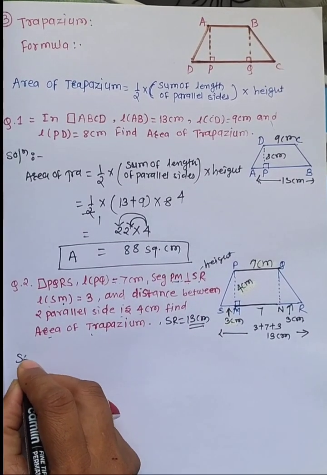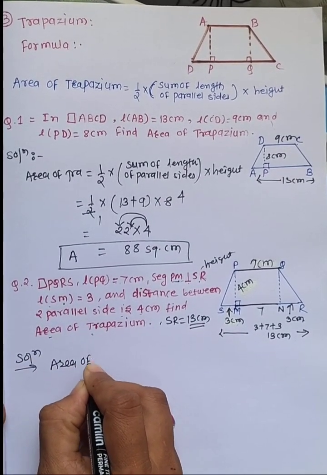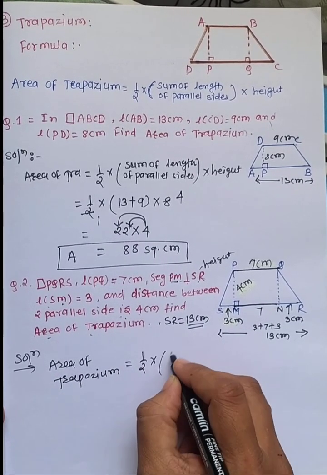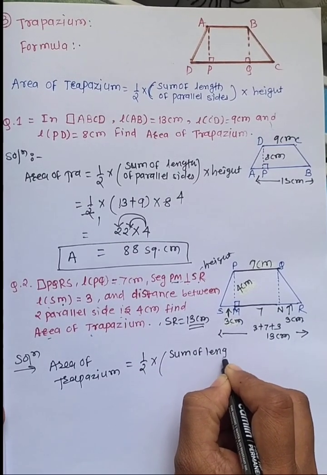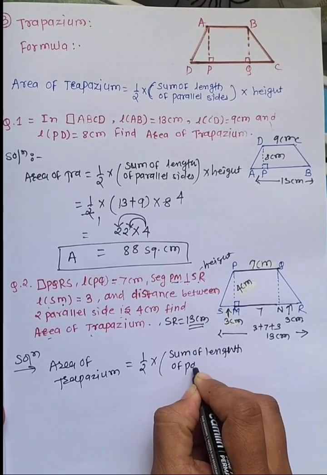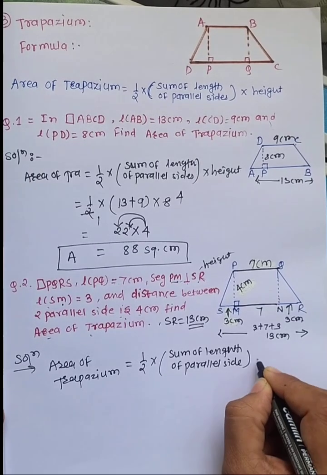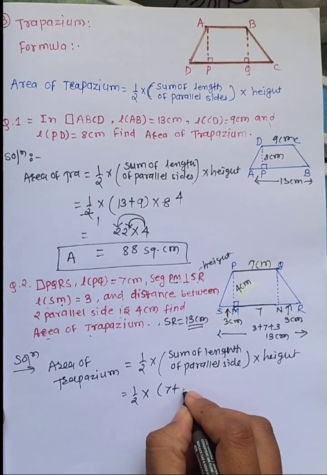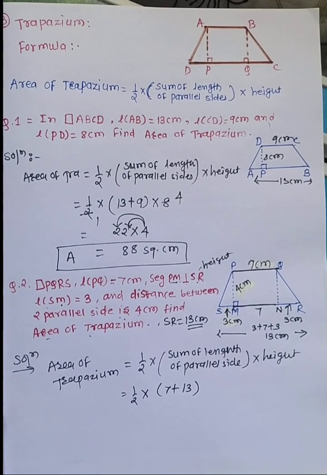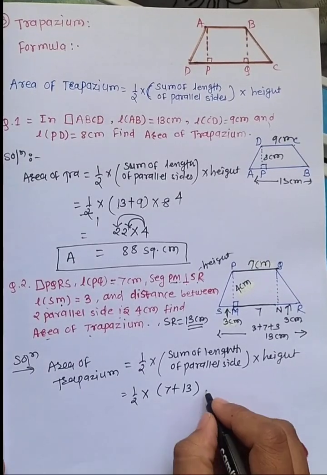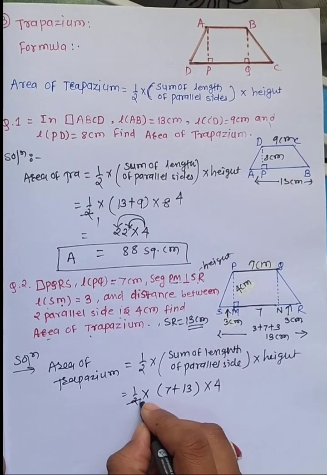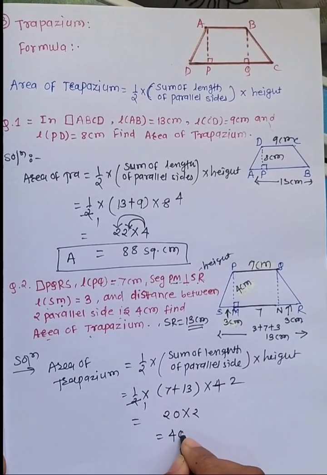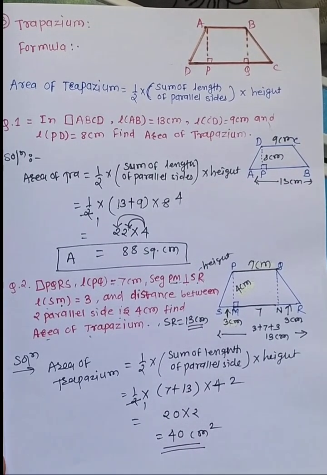Okay, now take formula. Area of trapezium is equal to half into sum of length of parallel side into height. That is a half into sum of length of parallel side is 7 plus 13 into height is 4 cm. 2 1s are 2, 2 2s are 4. Okay, 7 plus 13 is 20 into 2, that is the 40 centimeter square. That is the area of that trapezium.